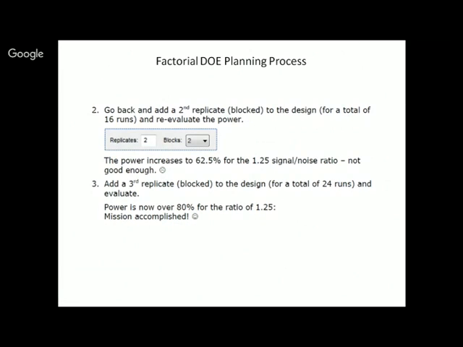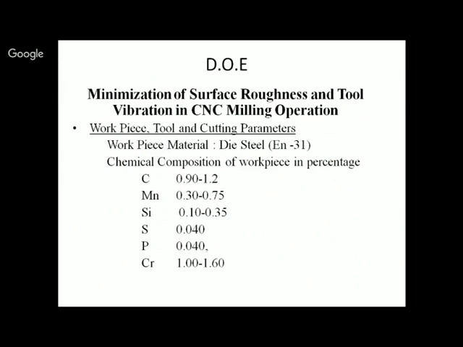So this is how we can calculate the minimum number of experiments required for any design by using the signal-to-noise ratio. This is one of the very important factors in deciding the number of experimental runs in every work. Now I come to my research work.